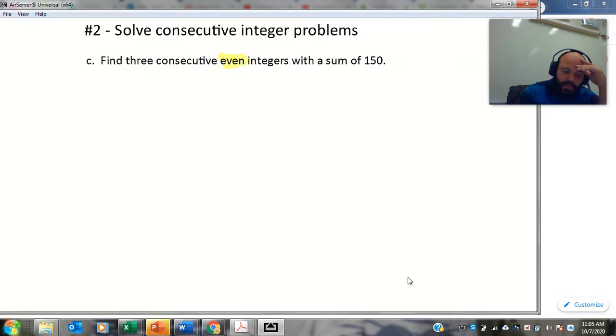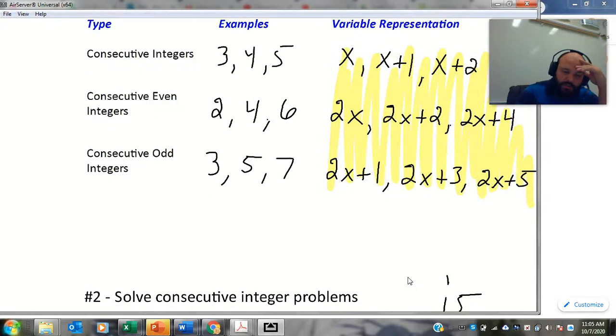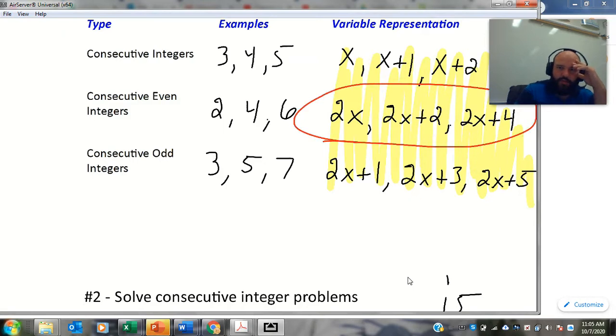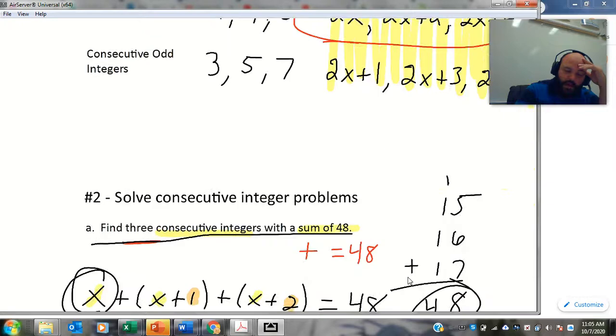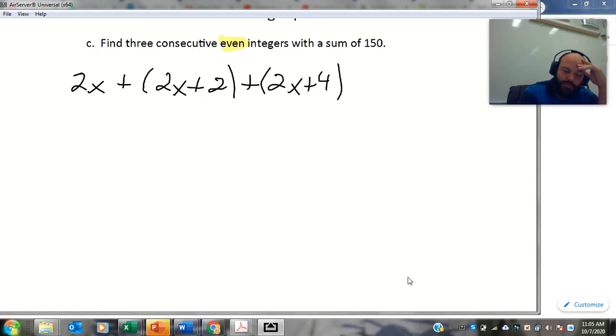So since we've got this word even, we need to scroll back up and look at our expression for even integers. This is the expression that we need to use for even integers. Again, this one's for 3: there's 1, 2, 3. But we need to use the even integer expression. So that one, we scroll back down, is going to be 2x plus 2x plus 2 plus 2x plus 4. And it says it's a sum, which is why we put plus right there and there, right?